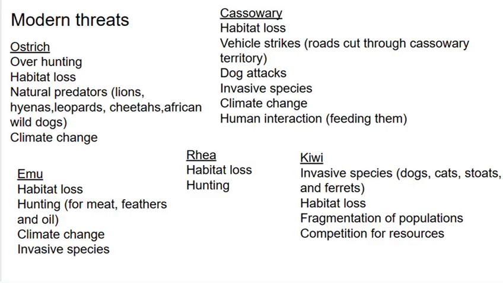All 5 of the living species of ratites have different threats based on where they live. However, they all have similar crossovers, including habitat loss, hunting, invasive species, and climate change.